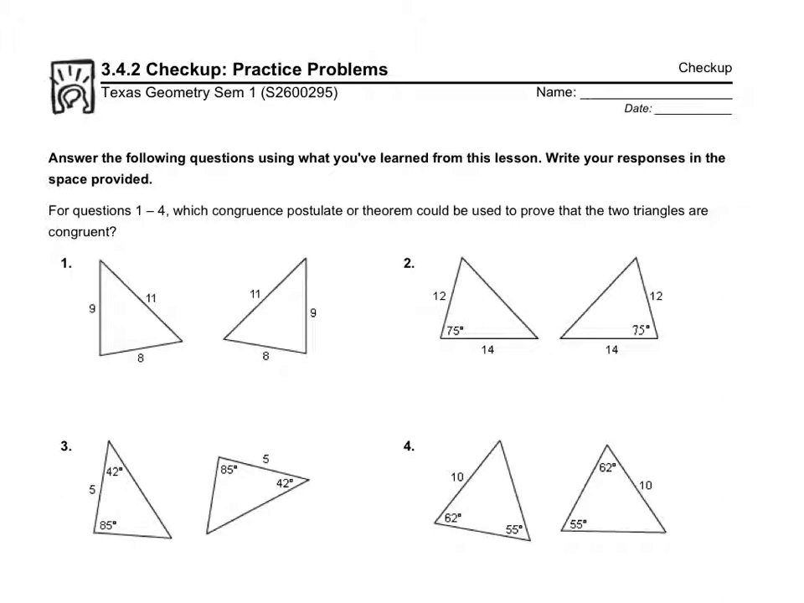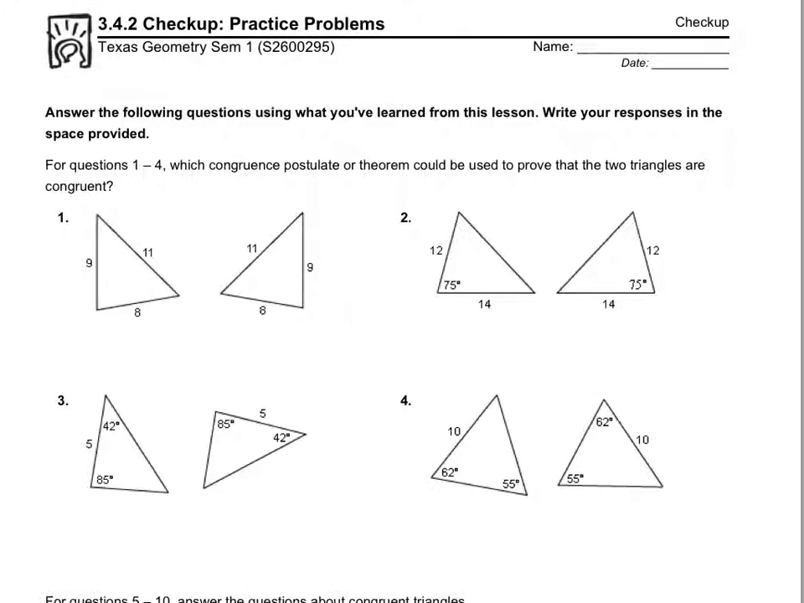For 1 through 4, we're supposed to determine which congruence postulates or theorems could be used to prove that these two triangles are congruent. So again, that goes back to our four good ones: side-side-side, angle-side-angle, side-angle-side, angle-angle-side. So looking at number 1, figuring out what they've given me, I have a 9 and a 9, which is a side. I have an 8 and an 8, which is a side. And I have an 11 and an 11, which is a side, so this is the side-side-side postulate.